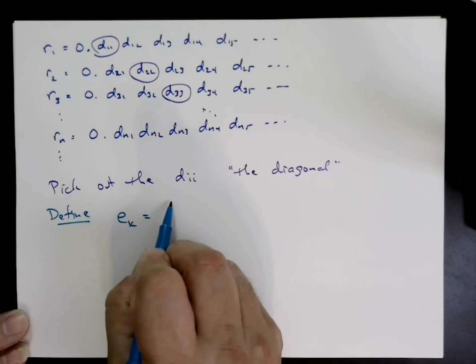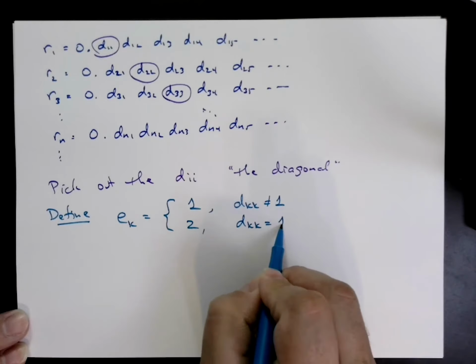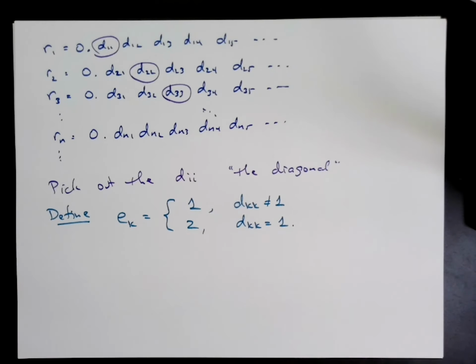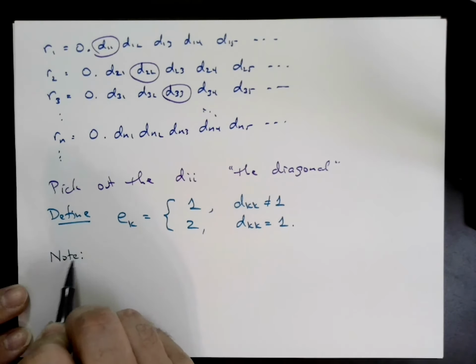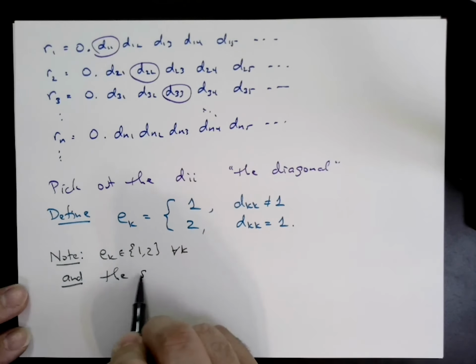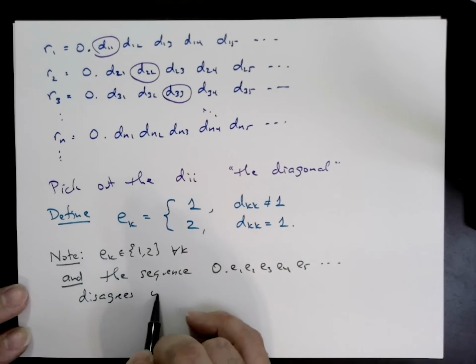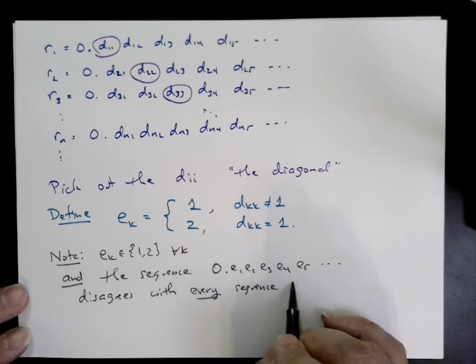Let's go through that list. Anytime that number is not 1, let's write down a 1. Anytime that number is 1, let's write down a 2. So we're defining the sequence Ek so that it disagrees with the diagonal term everywhere. So notice that the Ek's are all either 1 or 2, and specifically there's no zeros or nines here.